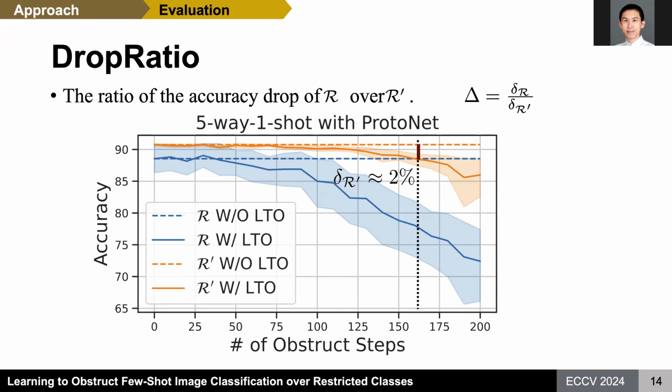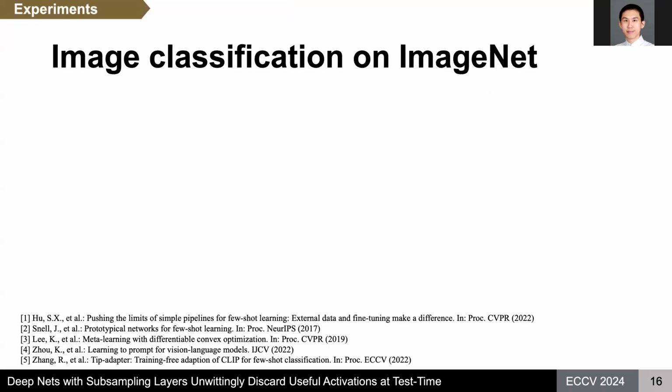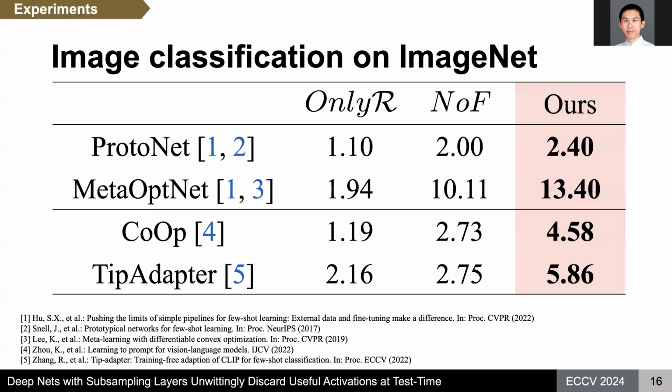Here is an example learning curve. We can observe that although both the accuracy of R and R prime decrease, the drop of R significantly outweighs the drop of R prime. The drop ratio measures this contrast, so the higher the better. In our experiment, we apply LTO to different choices of SOTA learner F for few-shot image classification. We report the drop ratio of the two baselines and observe that LTO outperforms the baselines over various learners.